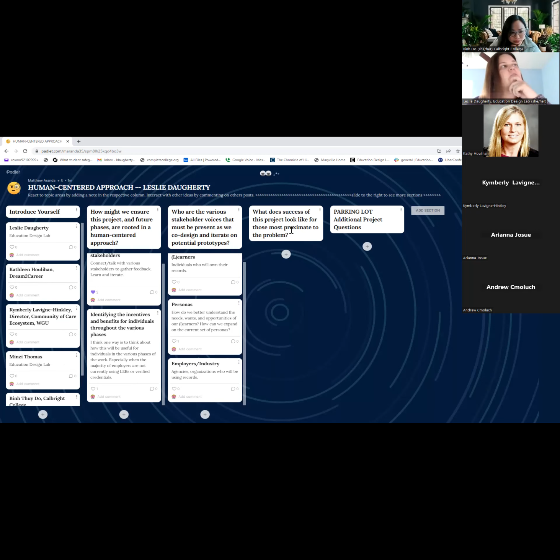What about this question over here? What does success of this project look like for those most proximate? So as we think about our learner earners, and I see some big learner earners, that is definitely a term that the lab uses to signify that people are always learning, but they're always earning when it comes to different skills and different types of experiences that could be used within the context of what we're talking about today. So what does success look like for them?